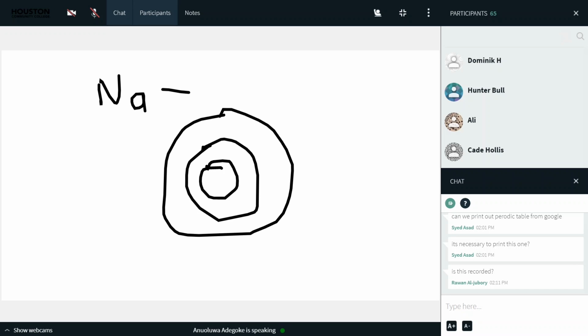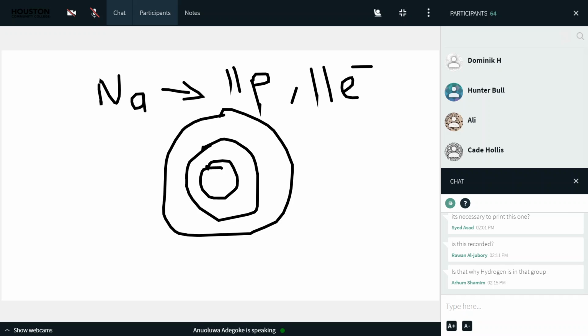Sodium has 11 protons, right? Remember I said whenever you come, make sure you bring your periodic table so everything can make sense. And 11 electrons. Neutral sodium has 11 protons, 11 electrons. Neutrons, it's going to be 11 neutrons, depending on the isotope. Yes, that is why hydrogen is in that group.